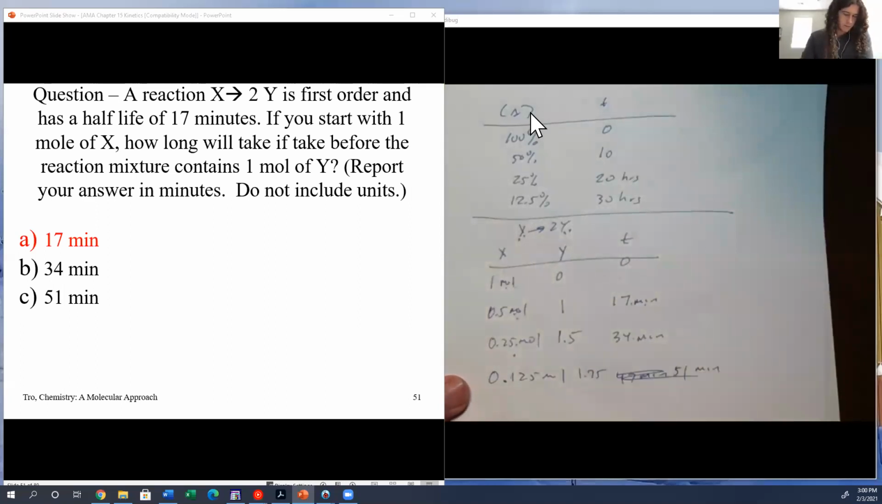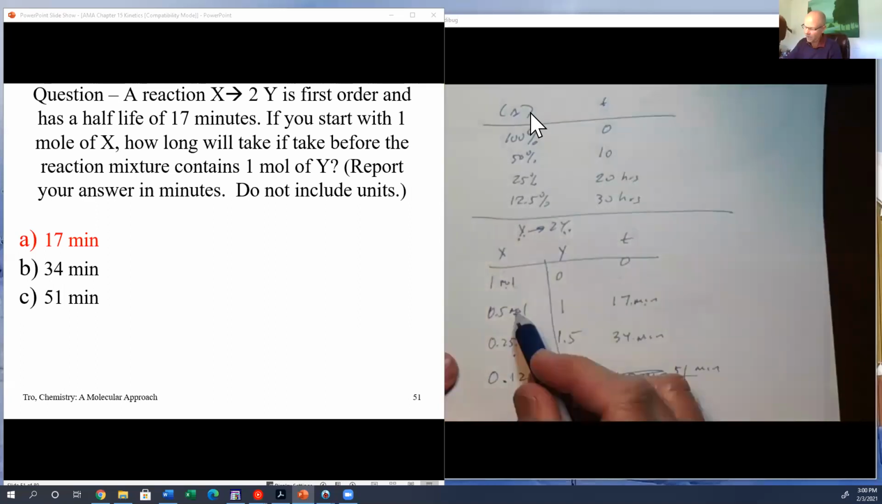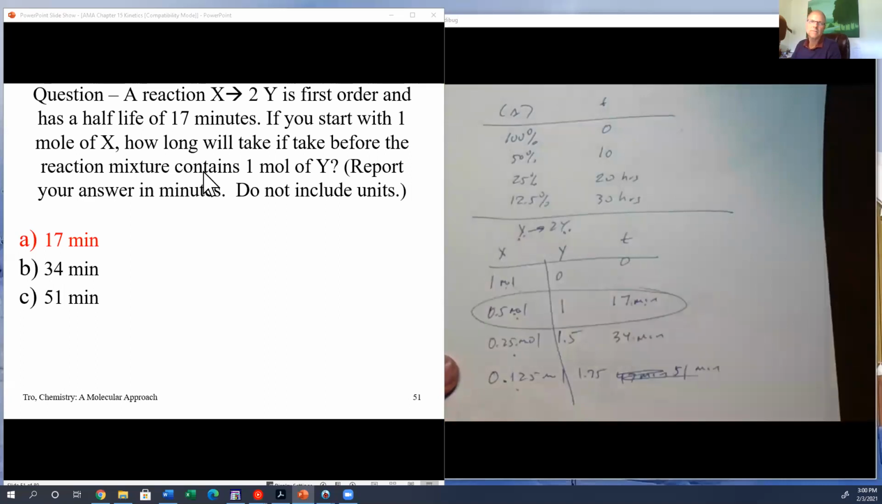So notice the concept of half-life and then the stoichiometry, right? So the answer was A, right? Because it's asking how long until I get 1 mole of A, right? So it's 17 minutes.